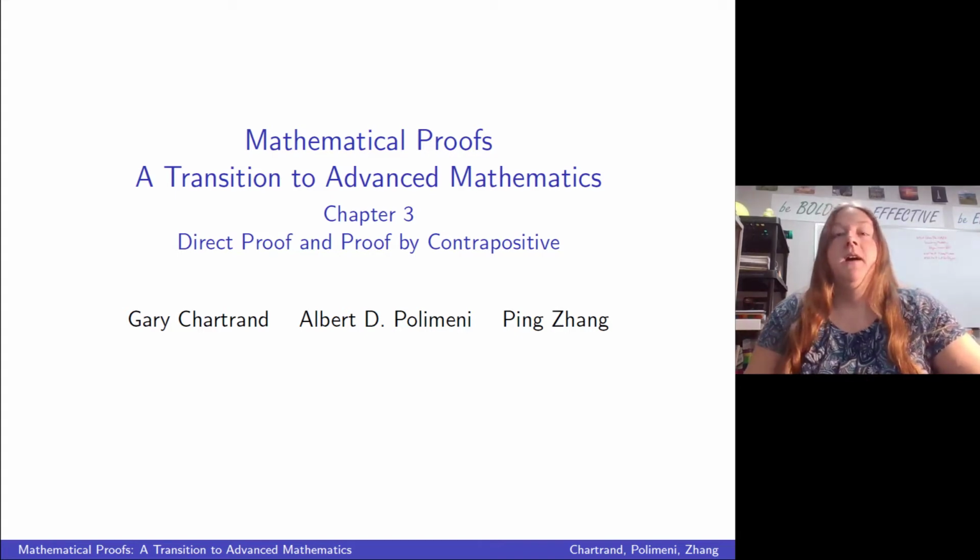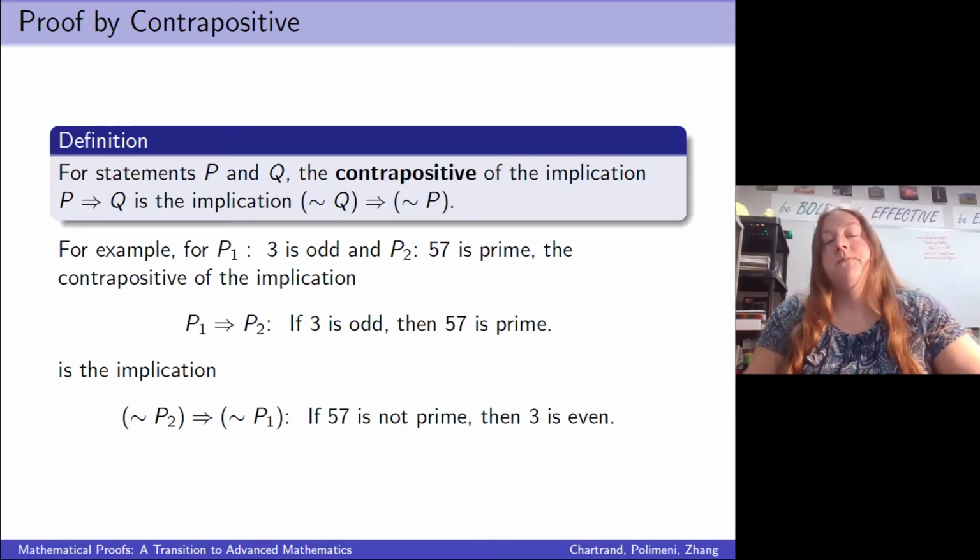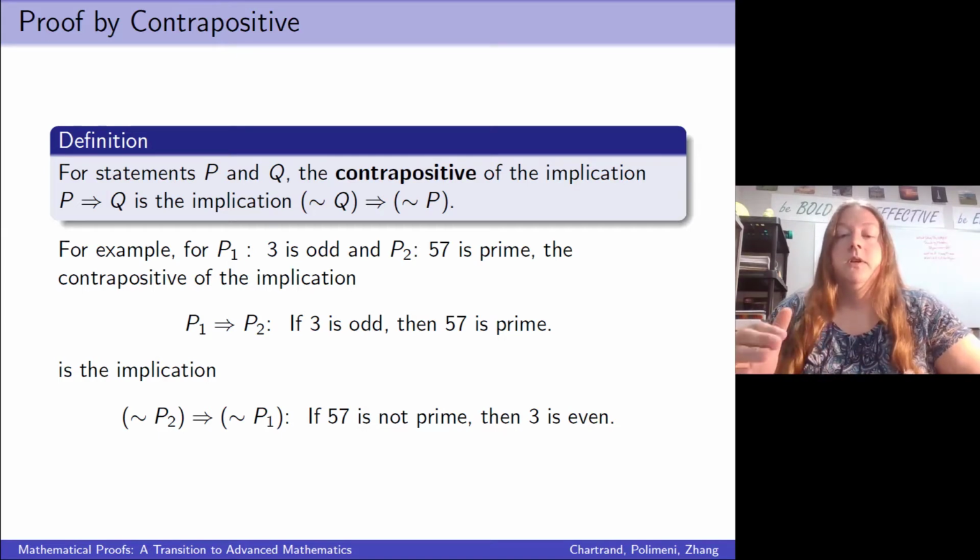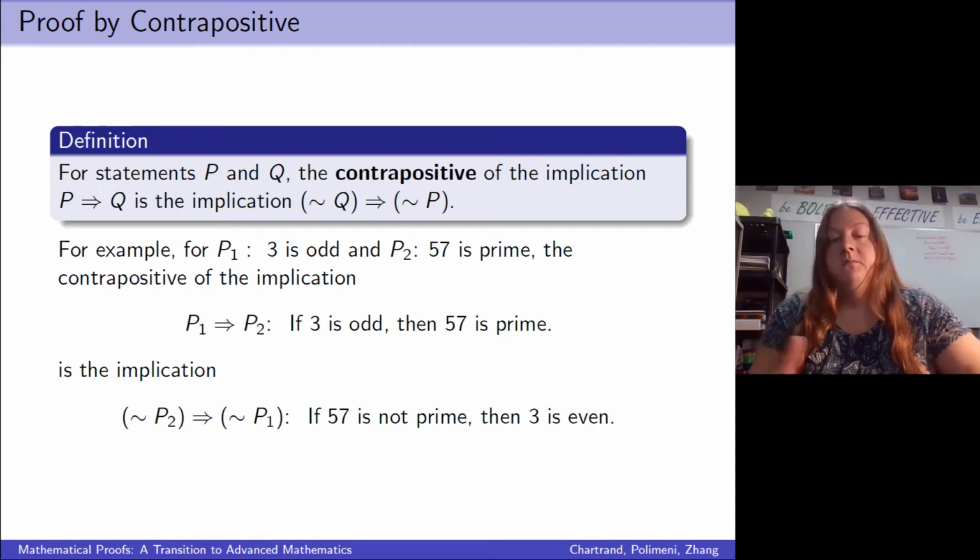Today we're going to talk about proof by contrapositive. Now when we talk about the contrapositive, we're talking about the implication not Q implies not P, when the original implication was P implies Q. So if I have the implication, if 3 is odd, then 57 is prime, the contrapositive of that is: if 57 is not prime, then 3 is not odd, or 3 is even.